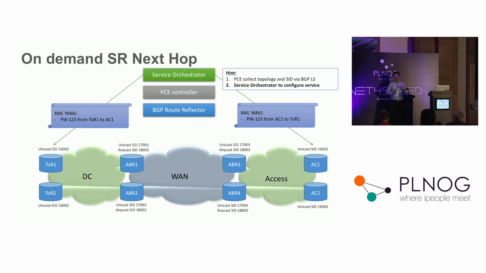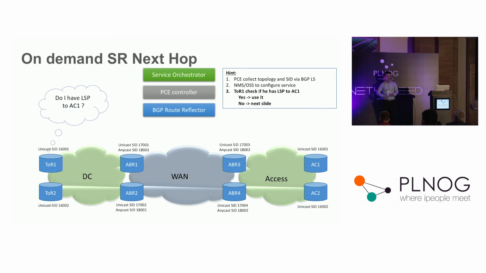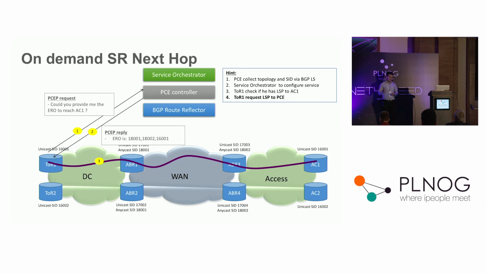And now that Tor1 device will say, okay, I have a new request for a new service, right? And he will ask himself, do I have an LSP to reach AC1? Yeah? If yes, then okay, he will just forward it based on that LSP. If not, which is in our case, he will go now to the controller and say, hey, I have a new request for a new service, but I don't know how to reach AC1. Yeah?